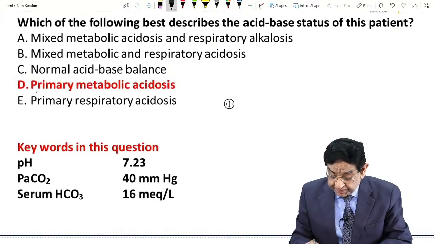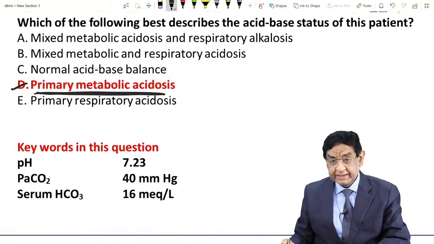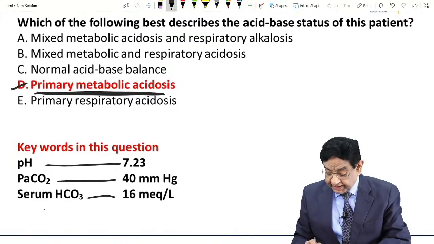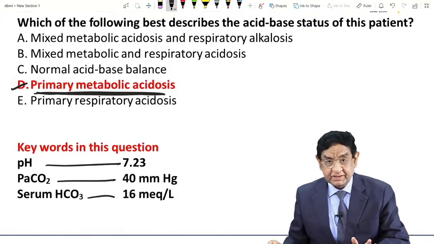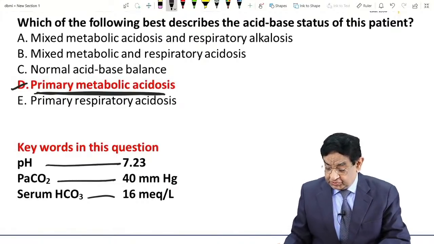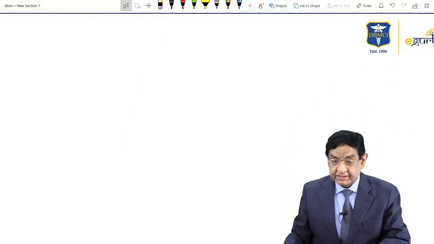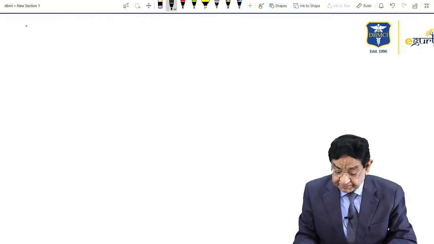Best answer is primary metabolic acidosis. Why? The keywords: pH is 7.23, CO2 is 40 and the serum bicarb is 16. But this is not enough for us to understand. So friends, why is this the answer, why not others? This you will never understand unless you know the basic concept.